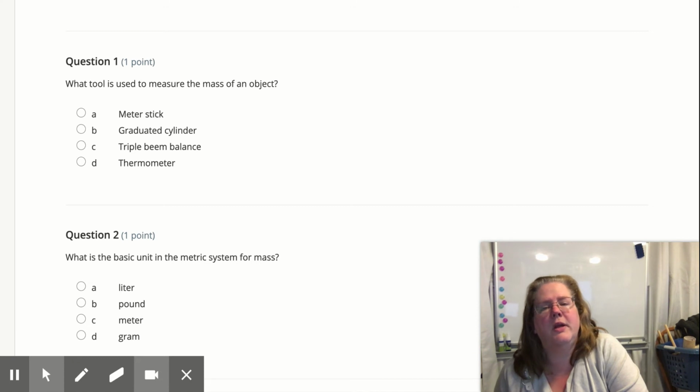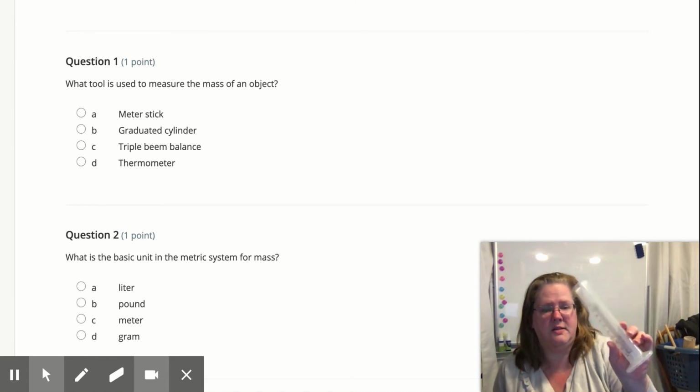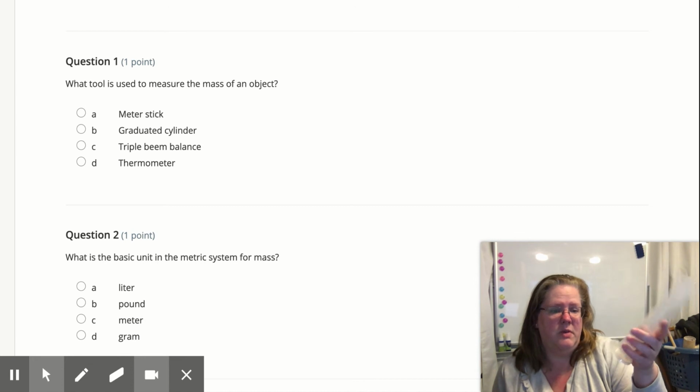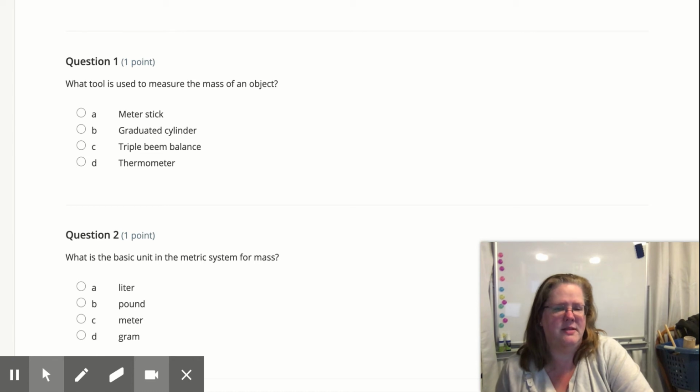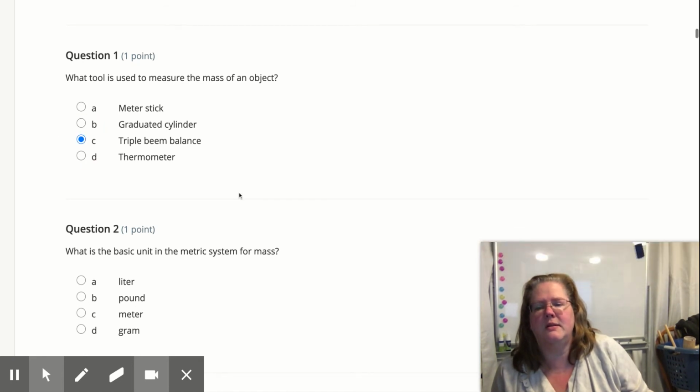So what tool are we going to use to measure mass? Mass, remember, is how much stuff is inside something. Well, a meter stick measures length. A graduated cylinder like this one measures volume of a liquid. A triple beam balance sounds promising, but let's just double check it. Let's look at the D. Thermometer measures temperature. So the only one left that would make sense is a triple beam balance, which is what we'll look at shortly on how we actually find the mass of things. So our answer is triple beam balance.